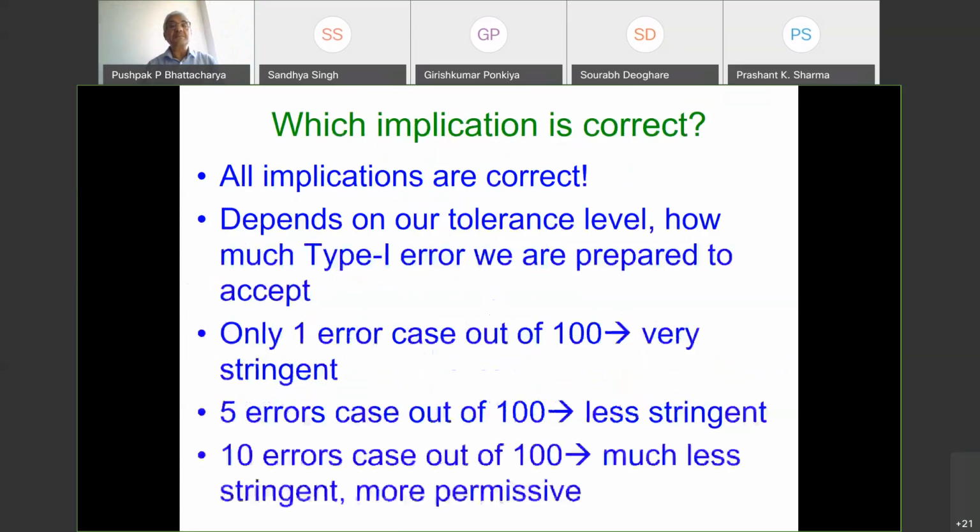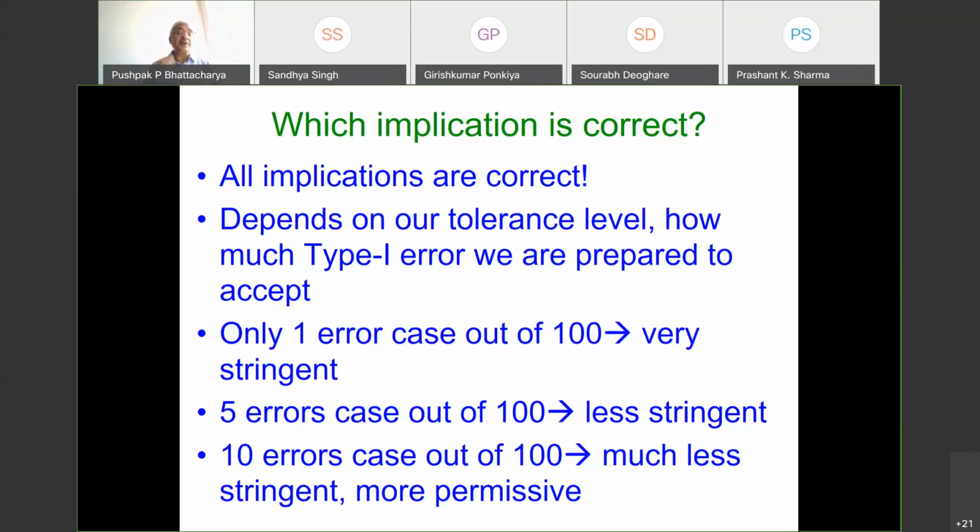Now, what does it mean? Which implication is correct? You see, depending on the confidence interval, we have rejected the hypothesis, or we have not been able to reject the hypothesis. So what is the truth actually? Which implication is correct? The answer is that all implications are correct. It depends on the tolerance level, that means what confidence interval we have chosen, how much type 1 error we are prepared to accept.